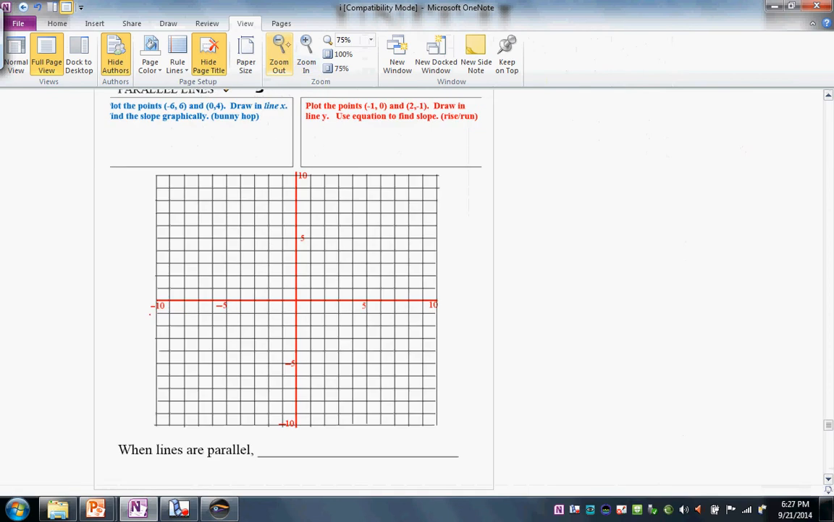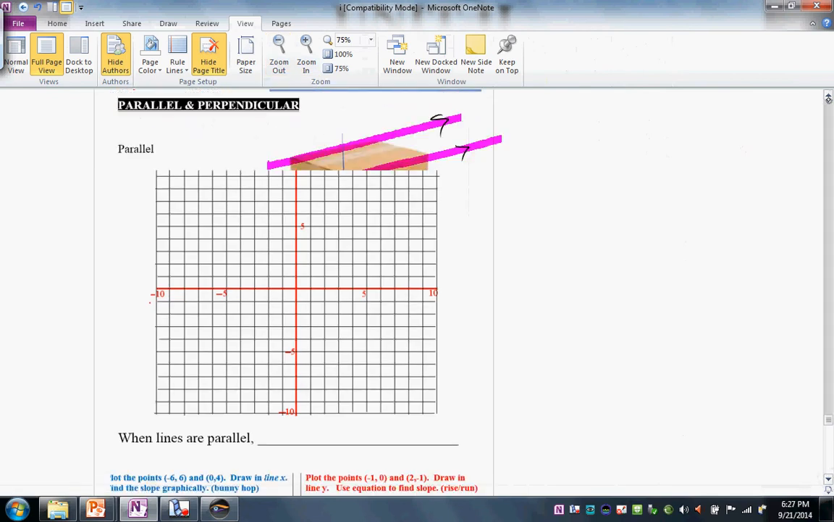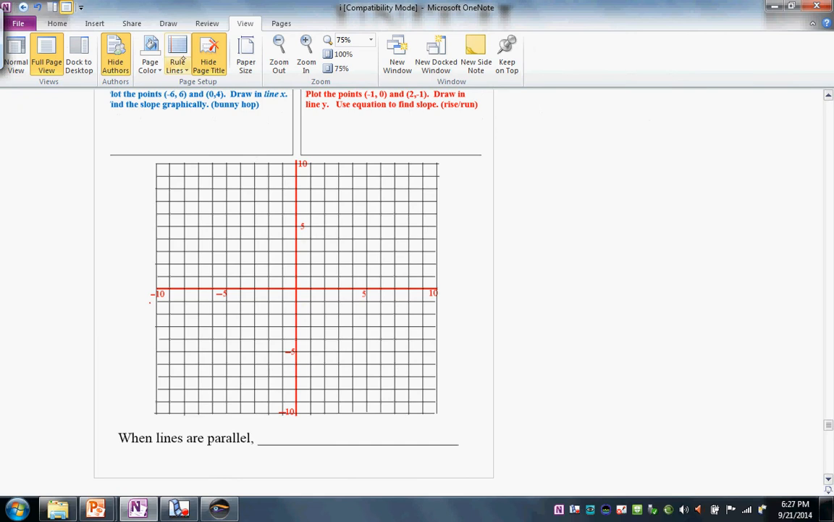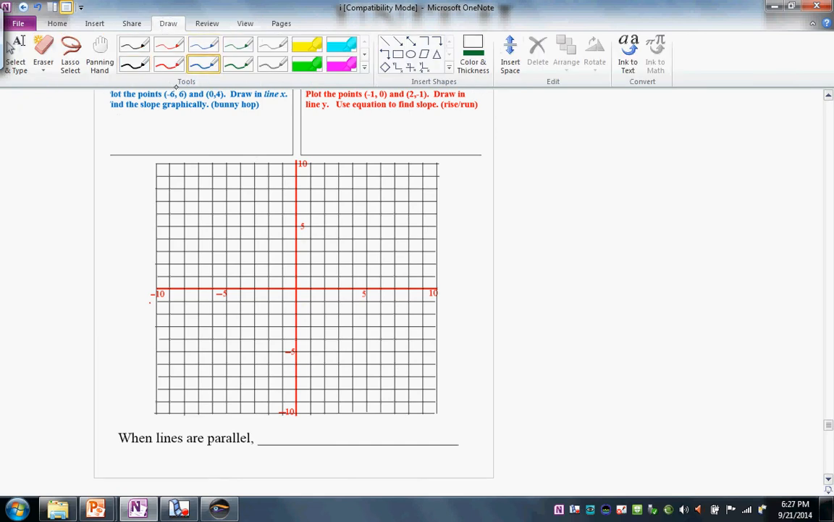Let's shrink this out just a bit. Okay, we are going to plot the points -6, 6, right there, -6 over, up 6, plot a point, always write the coordinate, -6, comma 6, and 0, 4, so 0, up 4, right there, 0, 4, and we're going to draw a line between these points.